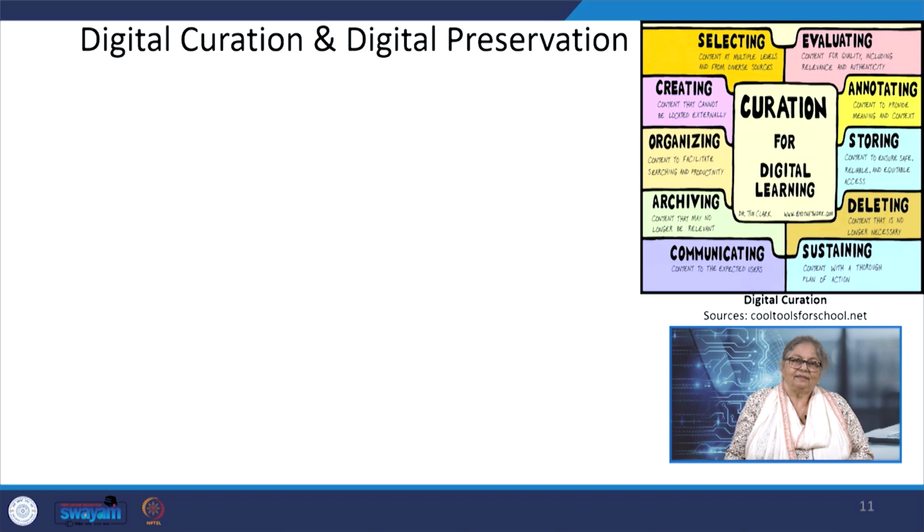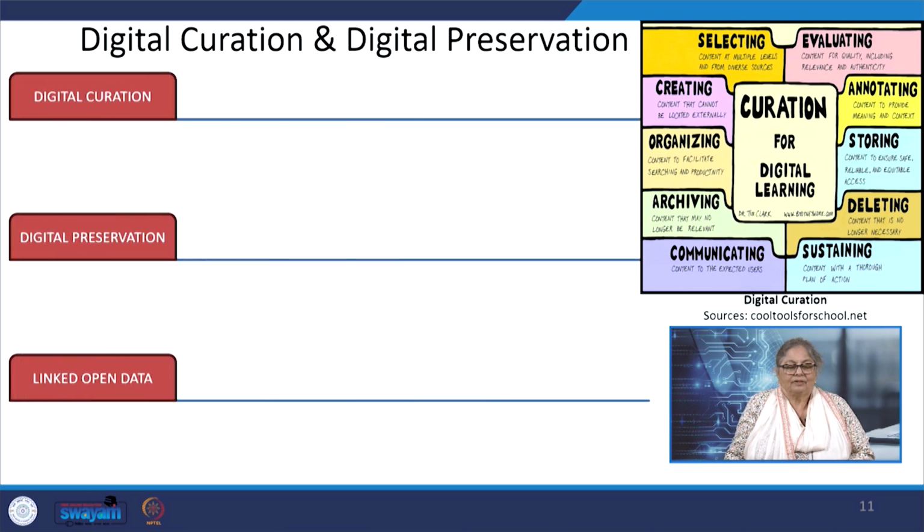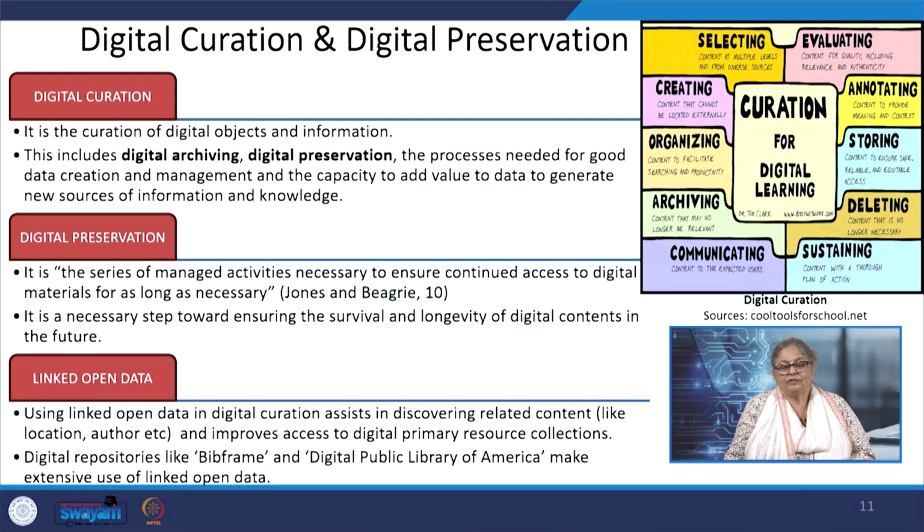With the advent of technology, researchers have realigned the methods required for the digital environment for managing primary resources and research based on them. Some of the main practices that combine traditional humanities with computational methods are digital archiving, digital curation, and digital preservation. So, what exactly is digital curation? Digital curation is the curation of digital objects and information. This includes digital archiving and digital preservation. The processes needed for good data creation and management and the capacity to add value to data to generate new sources of information and knowledge.